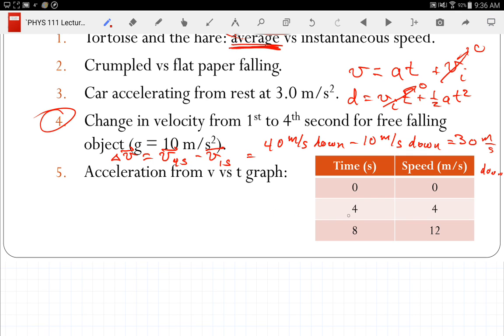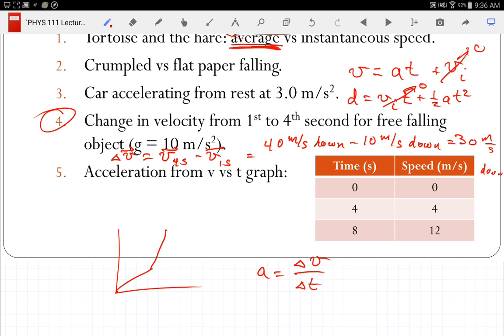And then the final one, acceleration versus time graph. The graph looked like this. And virtually everyone calculated the acceleration correctly. That is, the acceleration is change in speed over change in time. And so for the first one, 4 meters per second minus 0 divided by 4 seconds minus 0 is 1 meter per second squared.